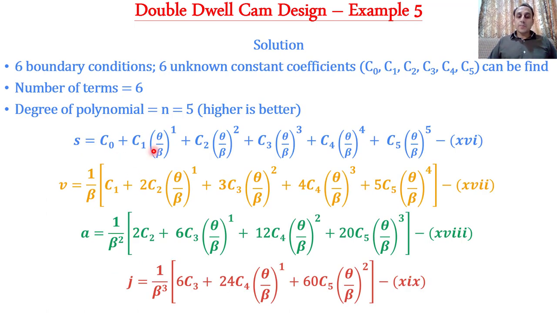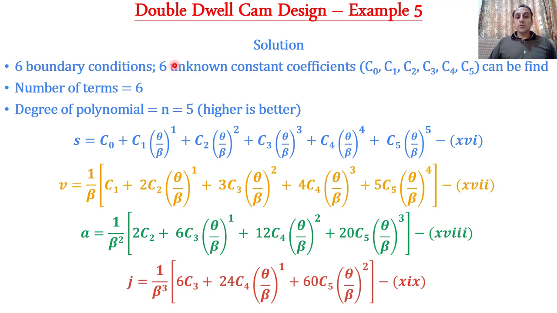What we did was we just replaced the x with theta over beta. And why did we select a polynomial of degree 5? Because right now we have 6 boundary conditions for the rise function. This is the rise function. Since we have 6 conditions, it means we can find out the values of 6 unknown constant coefficients, which are C0, 1, 2, 3, 4, 5.